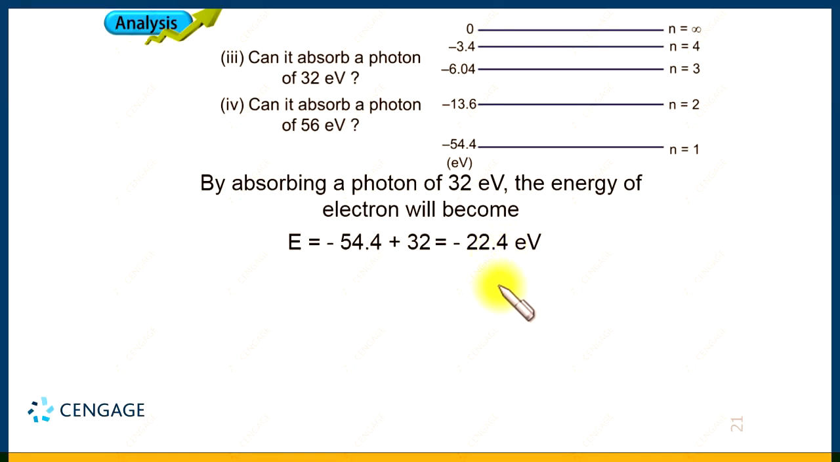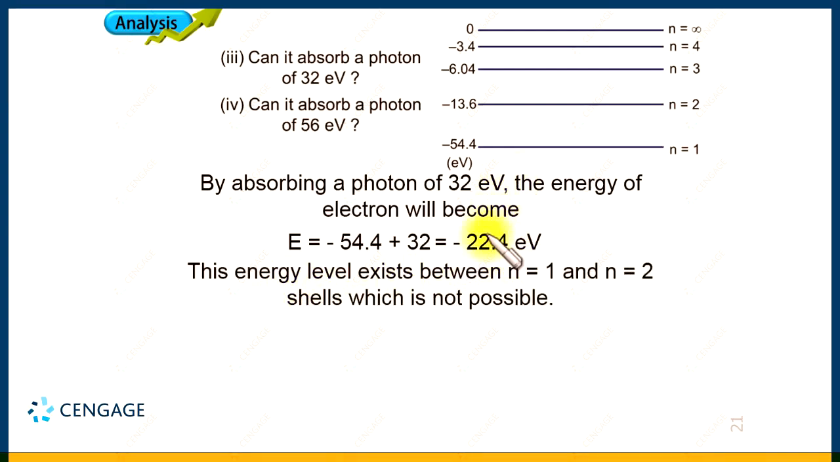That means this atom cannot absorb 32 electron volt of energy, right? Because this energy lies between n equal to 1 and n equal to 2, and we know intermediate states are not possible in the atom, because the electron can be present only in well-defined orbits. So a photon of 32 electron volt cannot be absorbed by the atom.